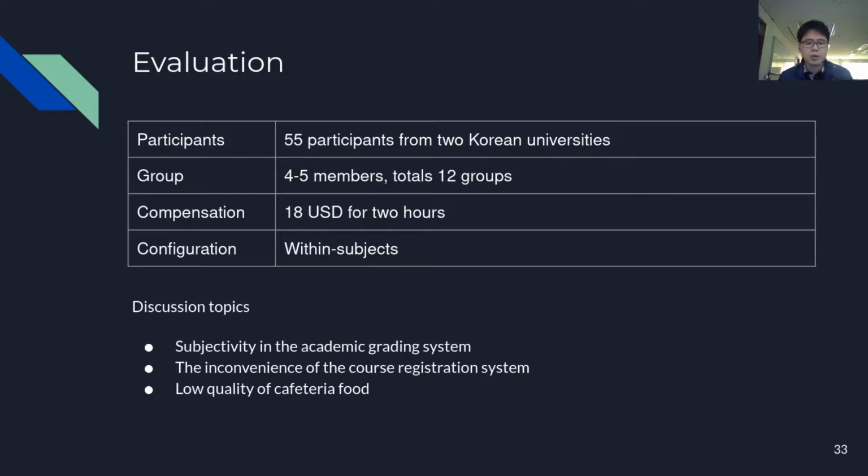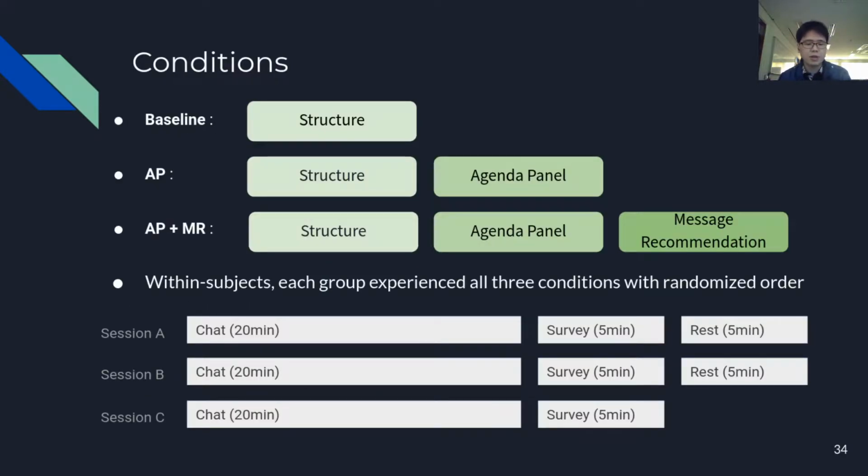We also prepared 3 conditions. Condition baseline had only access to the structure. We disabled the current stage highlight, featured opinion, vote, and MR. In the AP condition, we enabled the features of the agenda panel, and in the AP plus MR condition, we enabled the whole features of SolutionChat.